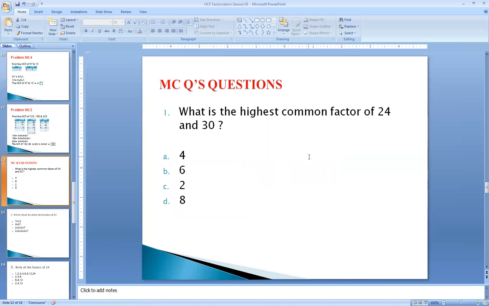Let us check the MCQ questions here. What is the highest common factor of 24 and 30? Now we'll have to find out the HCF for these two numbers. Then there are some answers given. Among these numbers, you have to select what is the right answer.